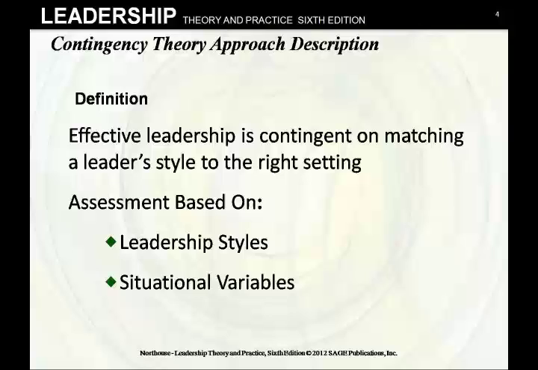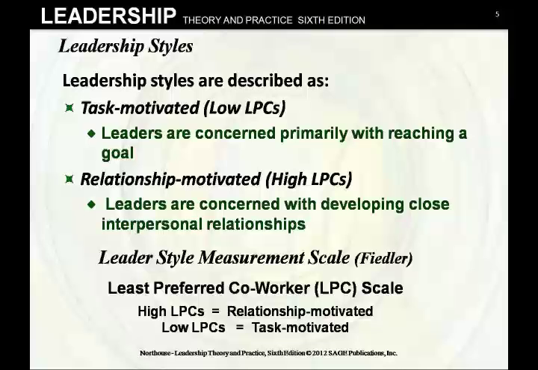So, again, the definition of effective leadership is contingent on matching a leader's style to the right setting. The assessment is based on two things: leadership style and situational variables. Fiedler's contingency theory says that there are two leadership styles, and it's based on the least preferred co-worker scale, which is on page 134 of your book. If you'd like to take the assessment, I highly recommend it.